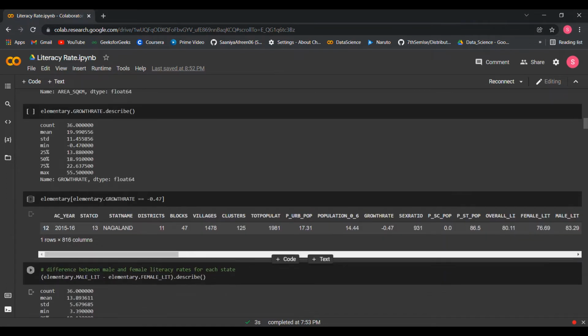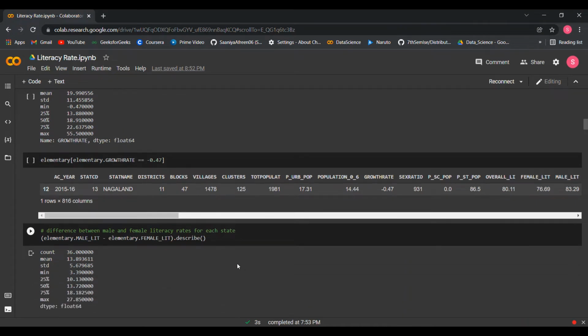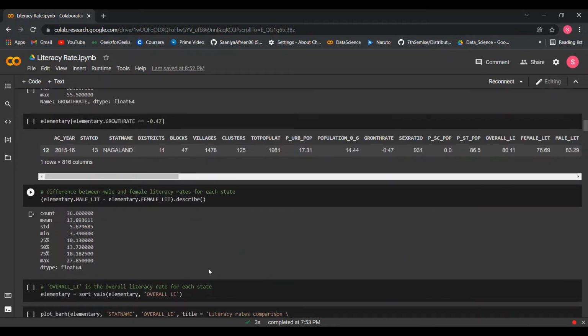And we have also tried to find the difference between male and female literacy rate for each state. Then we see that the standard deviation is pretty large for this, and we see that 50% of the states have a difference in male and female literacy rate of more than 13.72. That is particularly high, I feel.